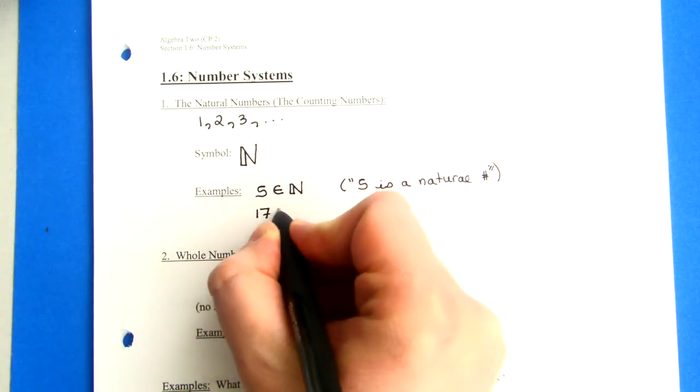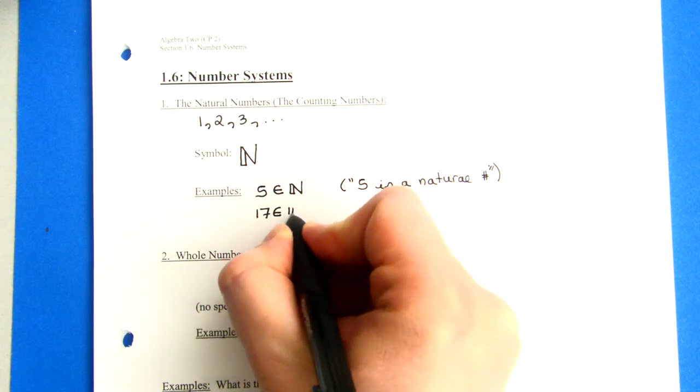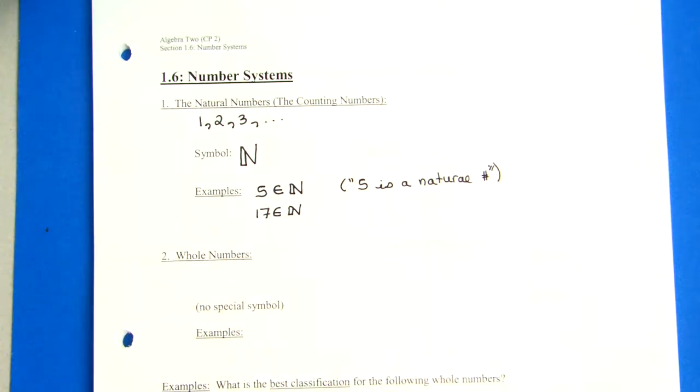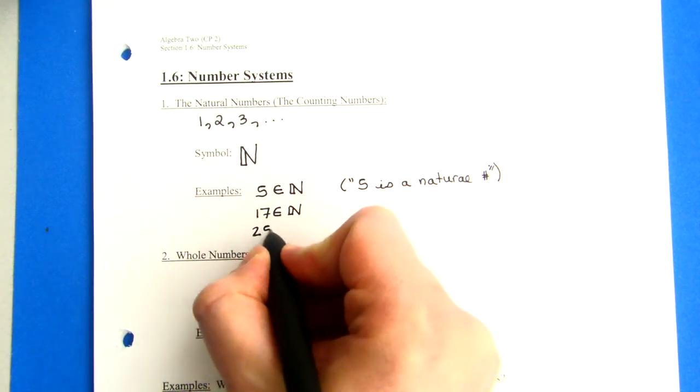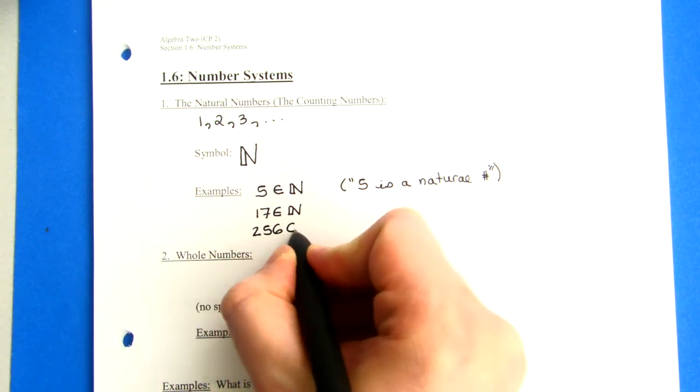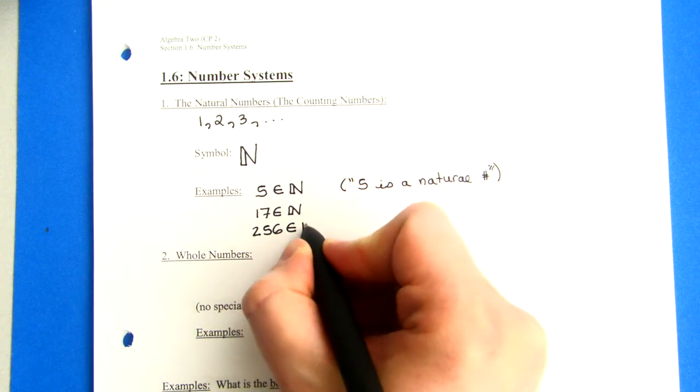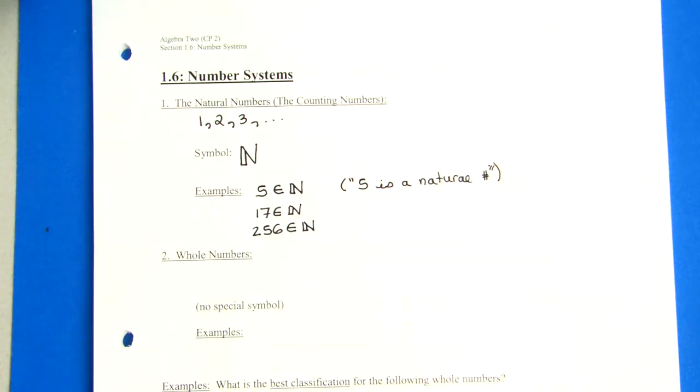17, that's a natural number. 17 is in our set of natural numbers. 256 is a natural number. 256 is in our natural numbers.